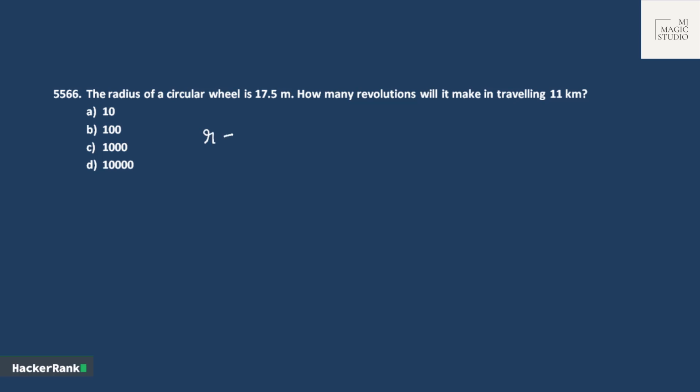The radius of a circular wheel is 17.5 meter. How many revolutions will it make in traveling 11 kilometer? One revolution means one circumference, rotating once. Circumference is 2 pi r.